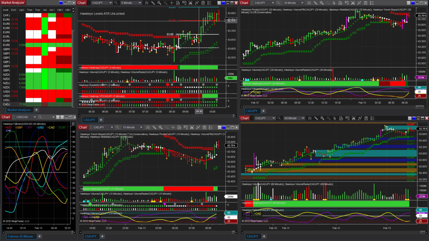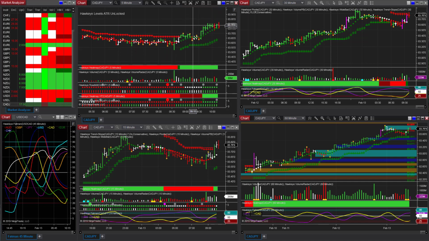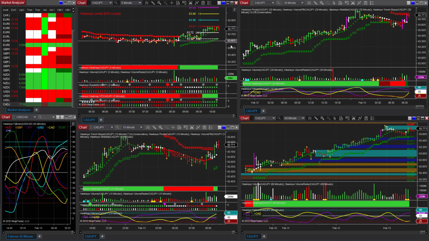And then now I'm looking to see if I can't hit these target price levels based upon that. So a 1-to-1 would put me right here. A 2-to-1 would put me right here. And a 3-to-1 would put me at about 84.